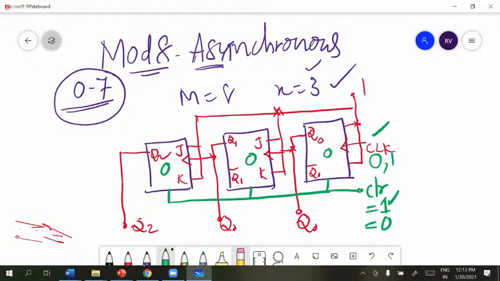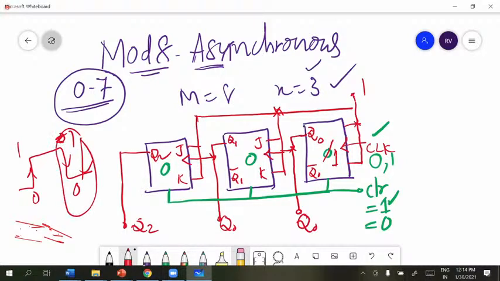Q0 is 1, Q1 and Q2 are 0, 0. Very good. What will be the reason? It toggles the output when the clock pulse is applied. When the first clock pulse is applied, the first flip-flop output toggles, then 0 becomes 1. This is a clock signal, so during the negative going edge, this is 0, this is 1. Here we are calling this negative edge triggering. So 0 has become 1.